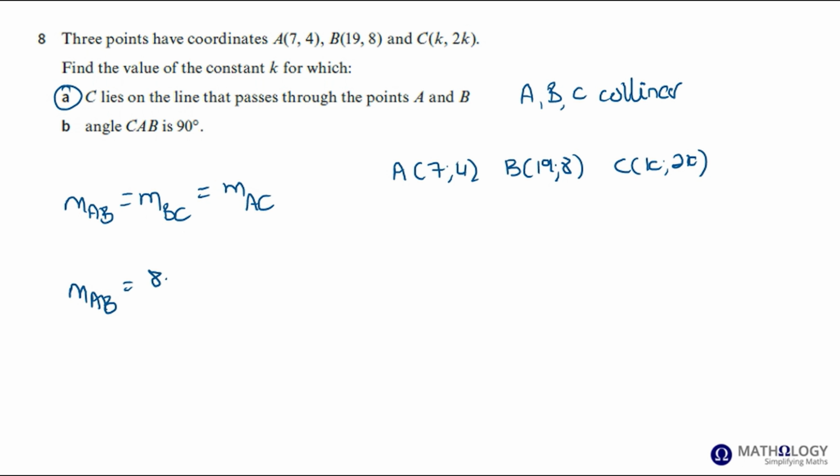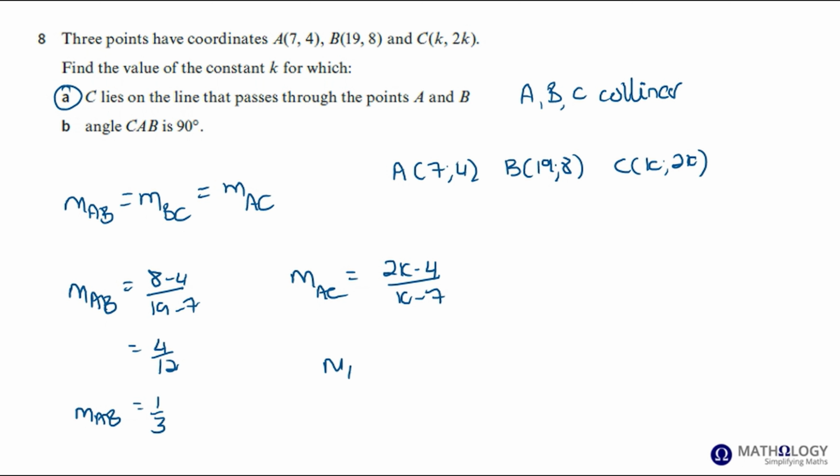The gradient of AB is going to be 8 minus 4 over 19 minus 7. So that's 4 over 12, which is a third. The gradient of AC will be 2k minus 4 over k minus 7. And we know that the gradient of AB equals the gradient of AC because A, B and C are collinear. They lie on the same straight line.